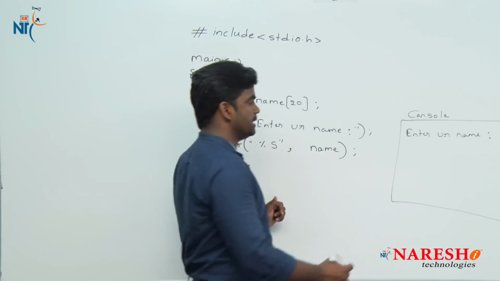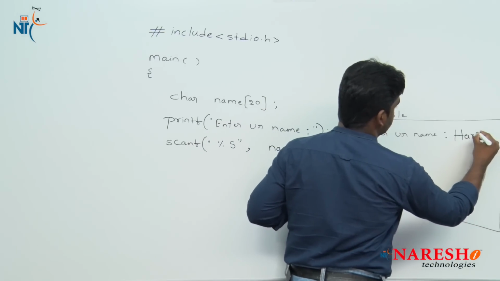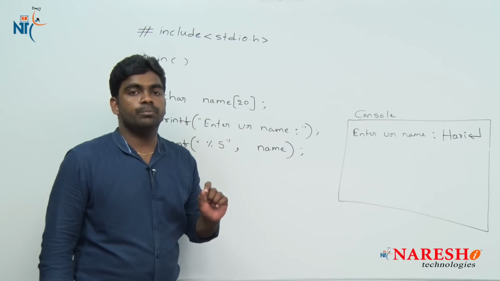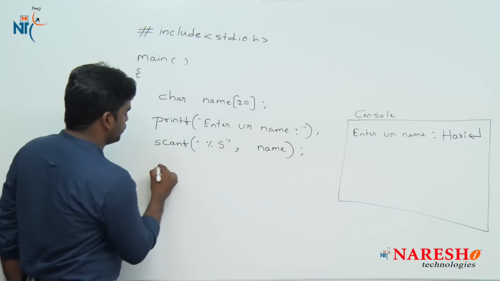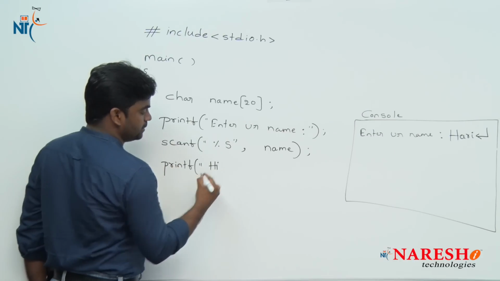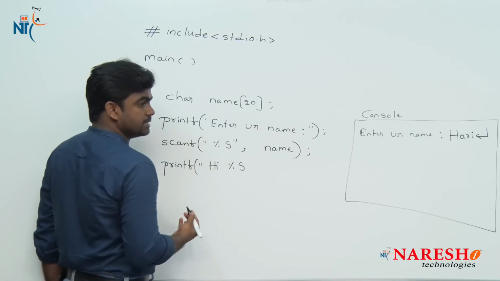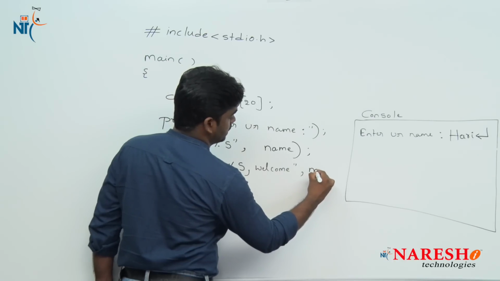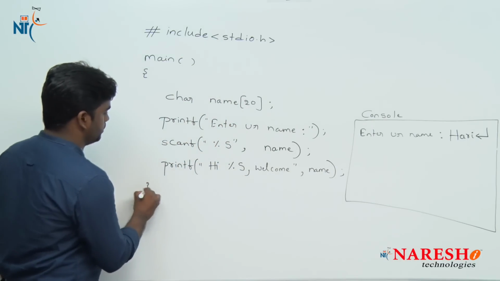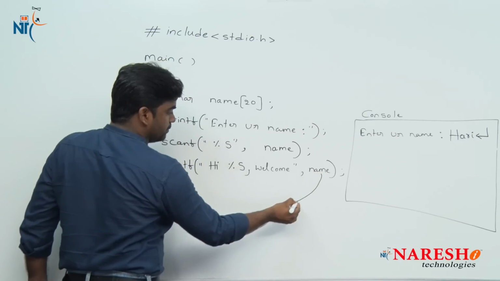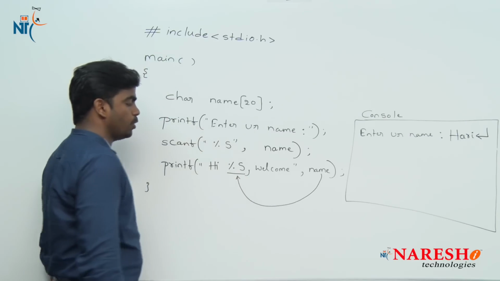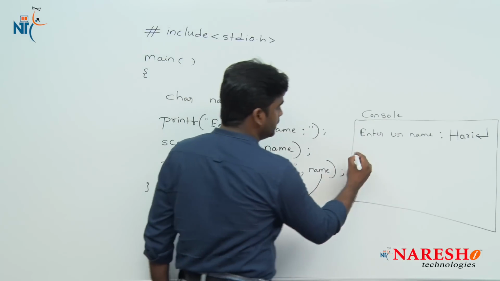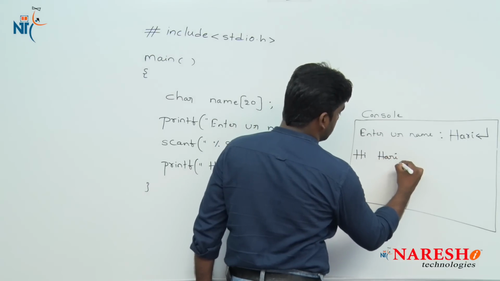So they will enter some value, for example Hari, and whenever they press enter, that will be collected into this name. Next I want to print the value. We take that input, Hari, and print printf "Hi %s, welcome", and here we print that name. So in the output it will print: Hi Hari, welcome.